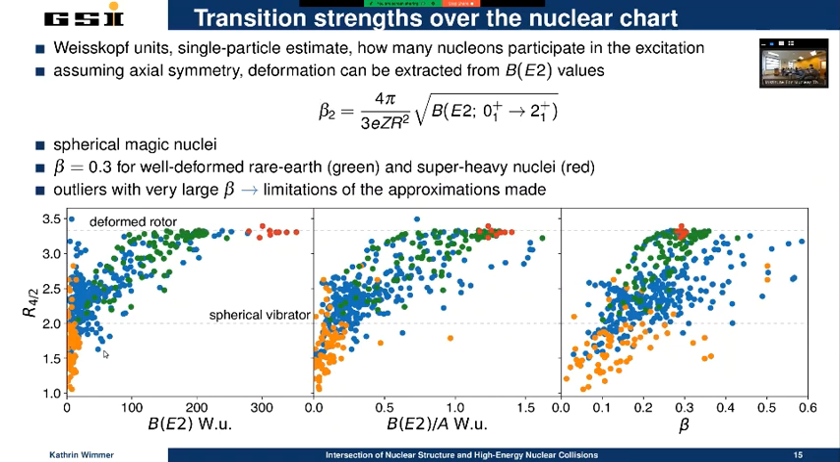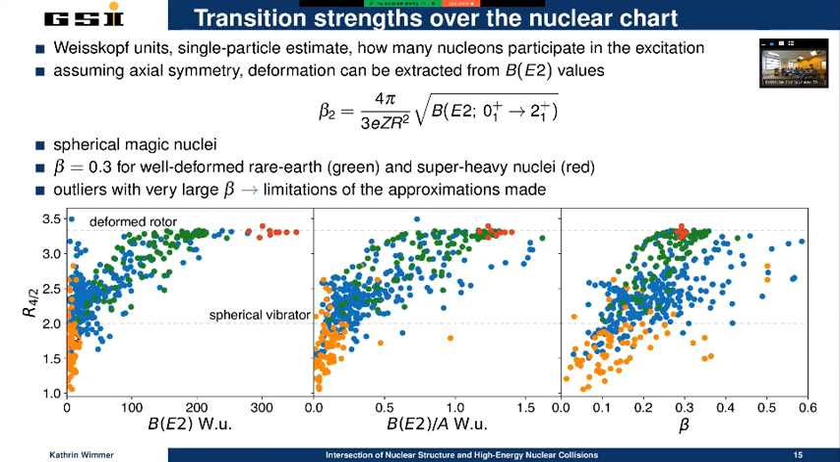Okay, so this is essentially the same information as on the last slide, but plotted a bit differently. On the x-axis is the BOV2 value in Weisskopf units. So these are the single particle estimates of how many nucleons participate in the excitation. And here the R4-2 ratio is shown against this BOV2, with the limits of the spherical vibrational nucleus at 2 and the deformed rotor at 3.3.